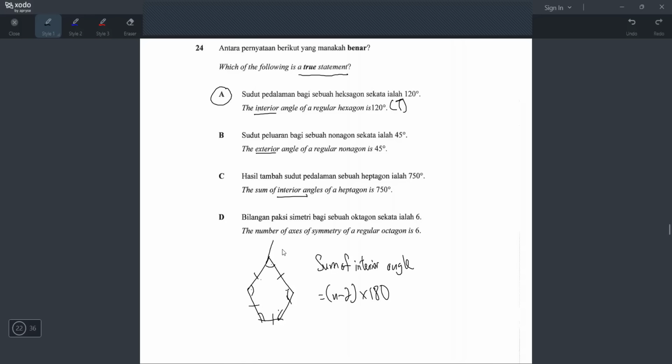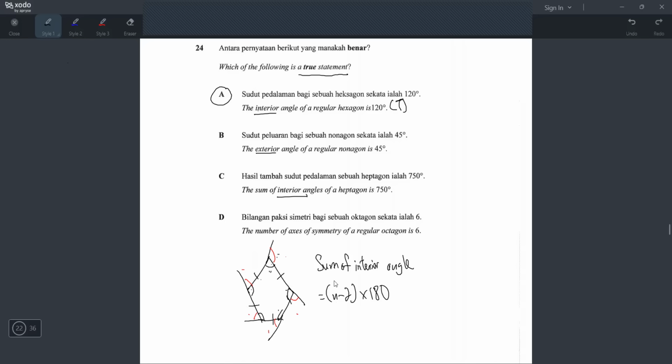But we need to know something. If we extend this line, each of these lines, there will be another angle outside here, all right? This angle outside we call the exterior angle, and the exterior angle plus the interior angle will always be 180 because they form a straight line. You agree, right?